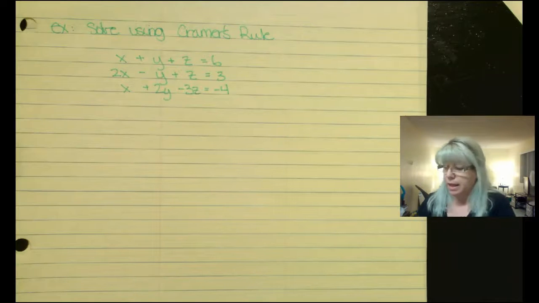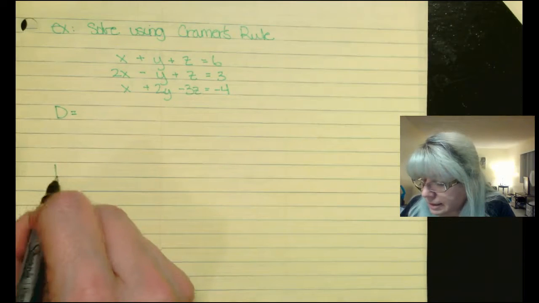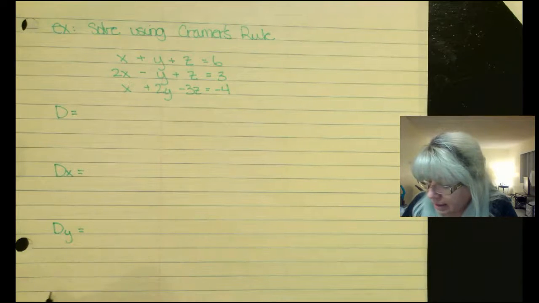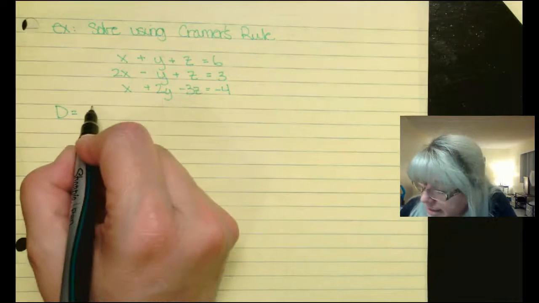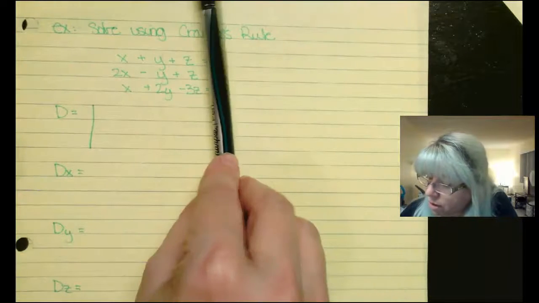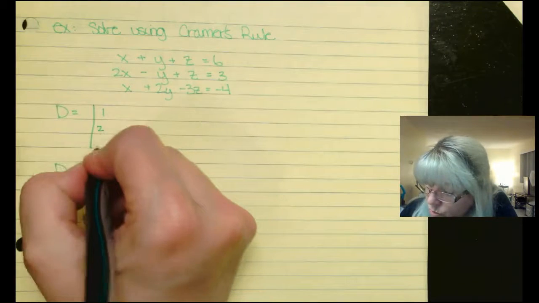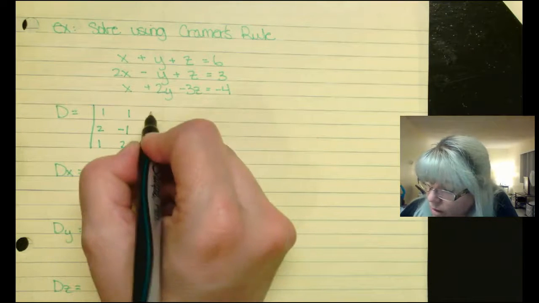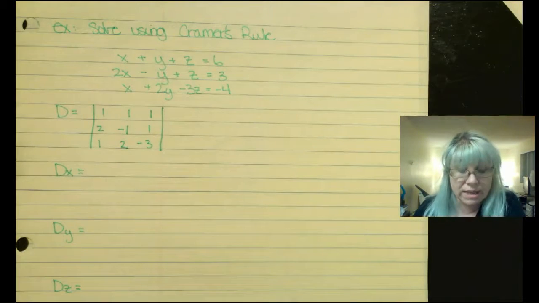I'm going to use Cramer's rule, and I'm going to figure out d, dx, dy, and dz. Hopefully I gave myself enough room here. All right, d: cover up all the constants and just grab all the coefficients of the variables. 1, 2, 1. 1, negative 1, 2. 1, 1, negative 3. I'm not going to figure it out yet. I'm just going to write them down.